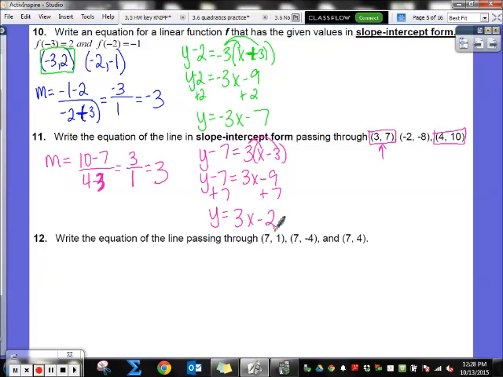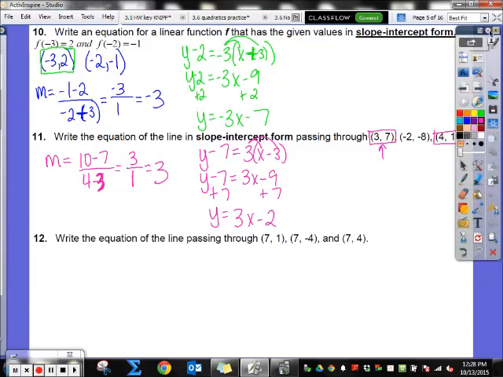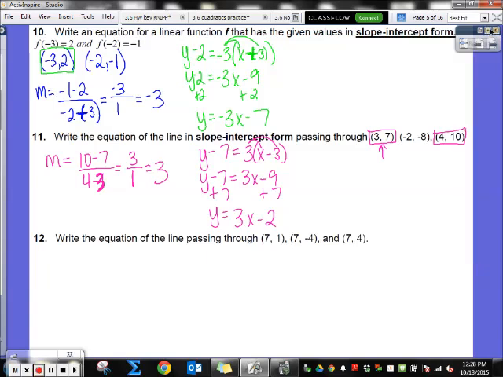Now number 12 is also very similar to number 11, but write the equation of the line passing through the points (7, 1), (7, -4), and (7, 4). Hopefully you realize that every x value is 7, because this is going to be a vertical line, so your equation would just be x equals 7.